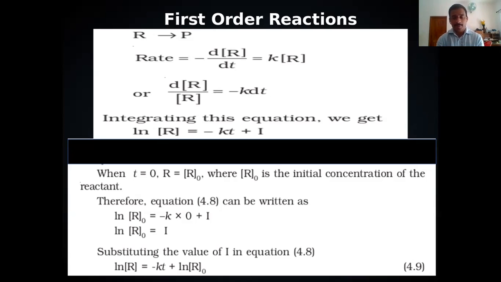Now we can integrate this equation, integrating the two sides. It is a form of integration, dR by R. When you integrate this one, you will get ln R, natural logarithm. ln R is equal to minus kt, dt on integration gives t, plus constant of integration I. As in the previous case, when t is equal to 0 at the beginning, concentration of R is equal to concentration of R0, where R0 is the initial concentration of the reactant. Substitute these values here: ln R0 is equal to minus k into 0 plus I, or ln R0 is equal to I. Here the constant of integration I is ln R0. Substituting the value of I in the equation, ln R is equal to minus kt plus ln R0.